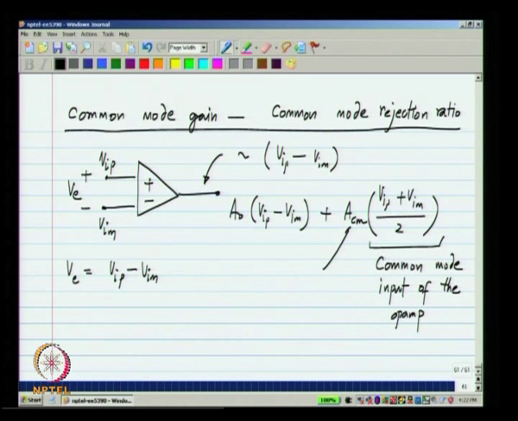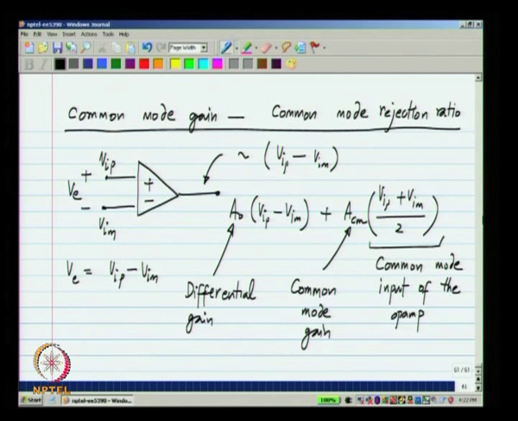Okay. And this ACM is known as the common mode gain. This A naught is called the differential gain, because this VIP minus VIM is the differential input voltage. Okay. Now, this ACM should ideally be 0, so that the op amp responds only to the difference input VIP minus VIM, but in reality it is not 0. It will be much smaller than A naught, but it will be non-zero.